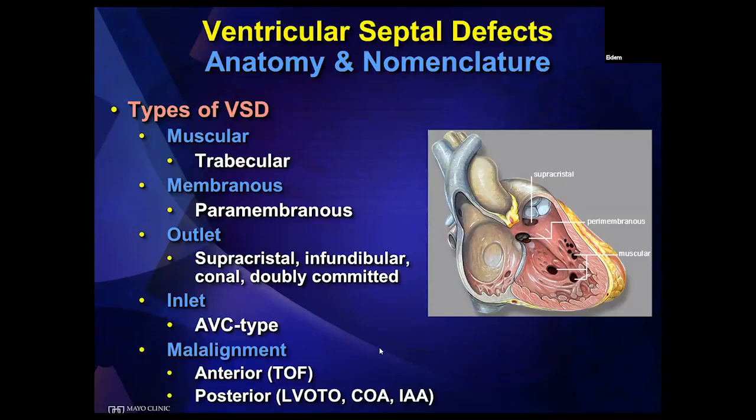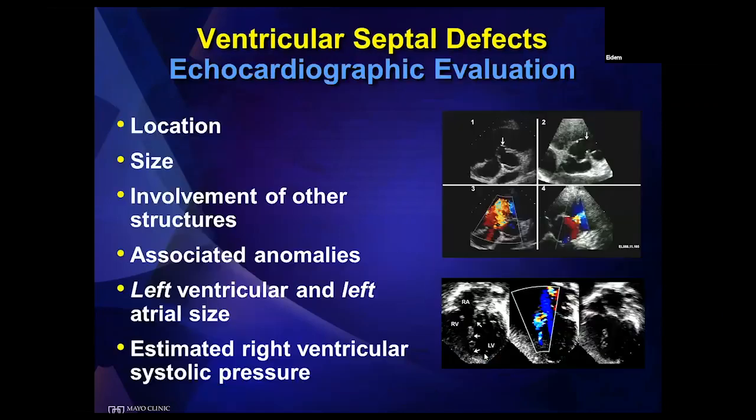And then in our next lecture, we'll talk about some of the malalignment ventricular septal defects. When you malalign the VSD anteriorly, you create what's called tetralogy of Fallot. If you malalign the infundibular septum posteriorly, you create significant left ventricular outflow tract obstruction, as well as the potential for coarctation or interruption of the aortic arch.